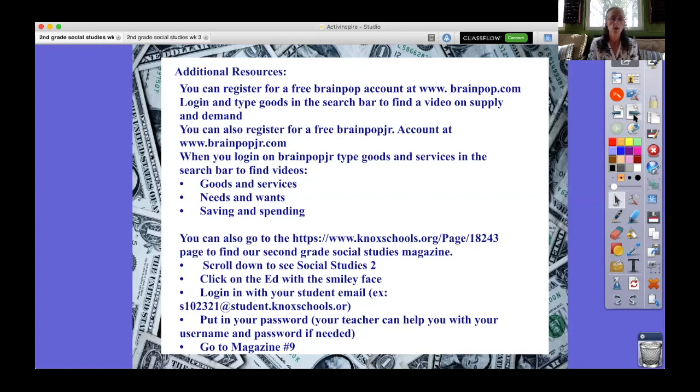You also have access to your social studies magazine through this website at knoxschools.org. It'll take you straight to our textbooks. You can look for our social studies magazine. You just scroll down till you see Social Studies 2, click on the ad with the smiley face, and then you're going to use your student email address, and here's an example of one, and then put in your password. If you have any trouble with your username or password, you can contact your teacher and they can help you with that. And then our information from today came from magazine number 9. And you can go and look and read more there.